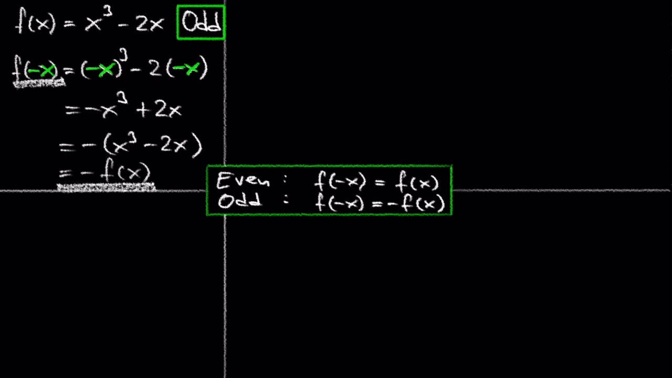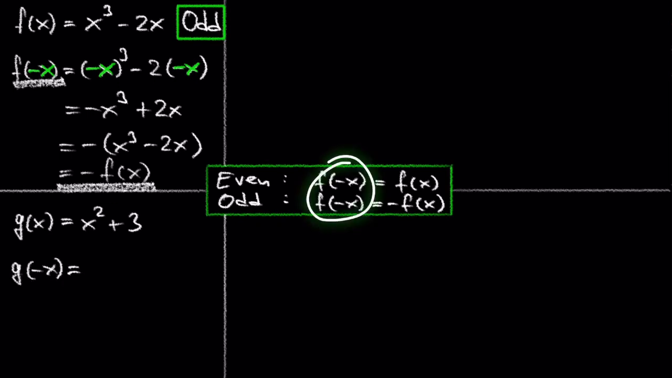What about the next example? g of x equals x squared plus 3. Is this function even, odd, or neither? Again, we start with g of negative x and just plug in negative x for x. So we get g of negative x equals negative x in parentheses squared plus 3.